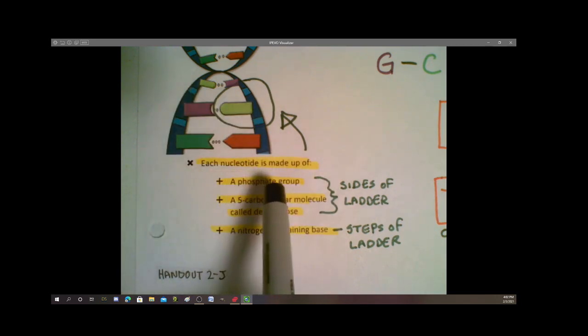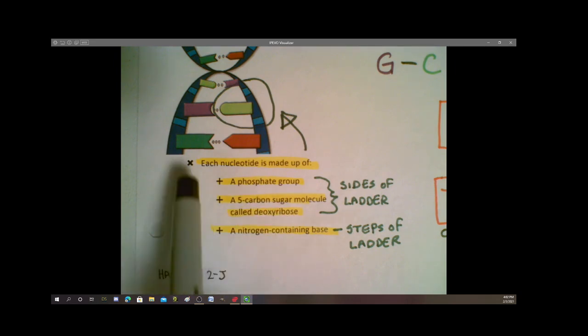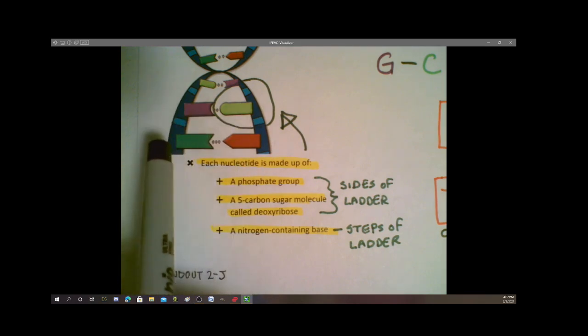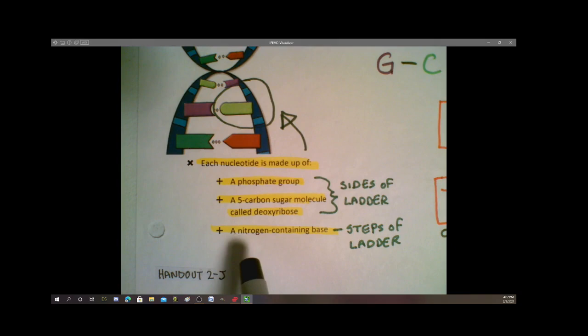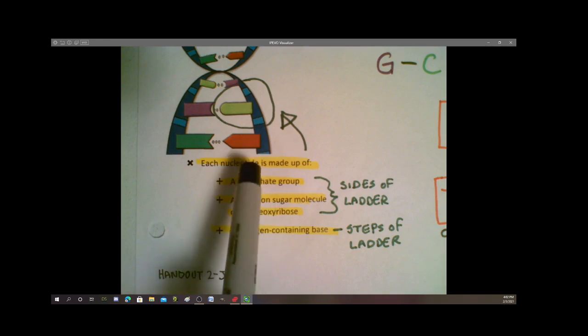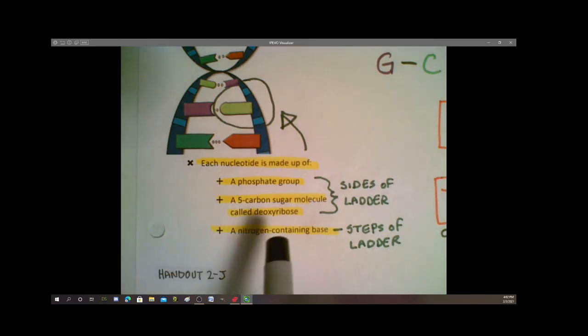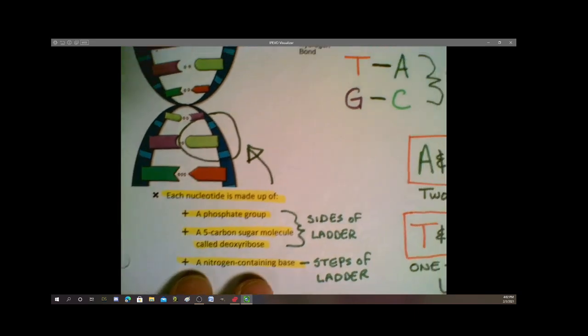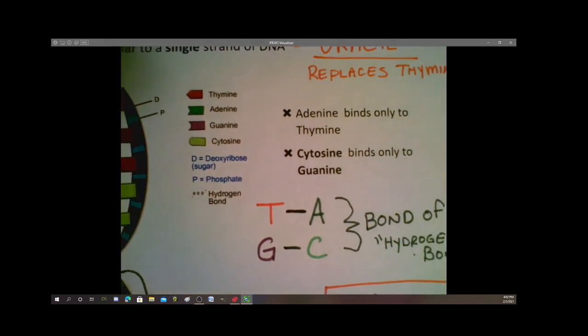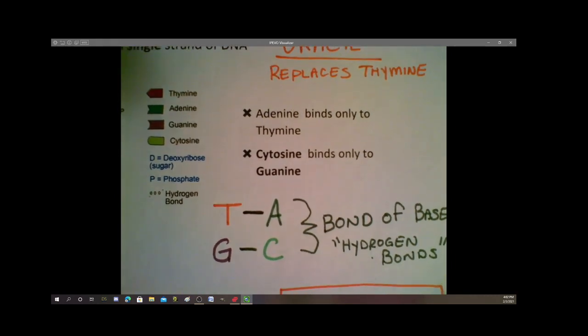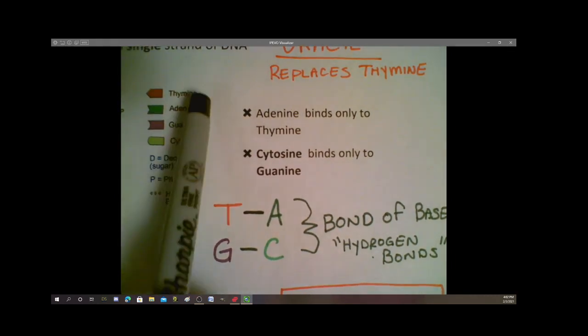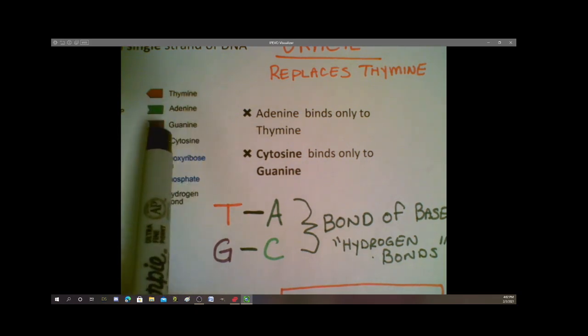It has a phosphate group and that 5-carbon deoxyribose sugar. That makes up the sides of the ladder. And then it has this nitrogen-containing base. And this nitrogen-containing base makes up the rungs or the steps of the ladder. Now, this nitrogen base is what holds our DNA, and there are 4 of them. And so I have them listed right here. There are 4 bases: adenine, thymine, cytosine, and guanine.